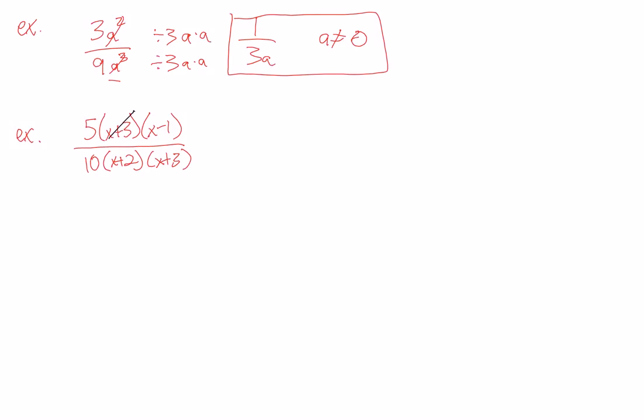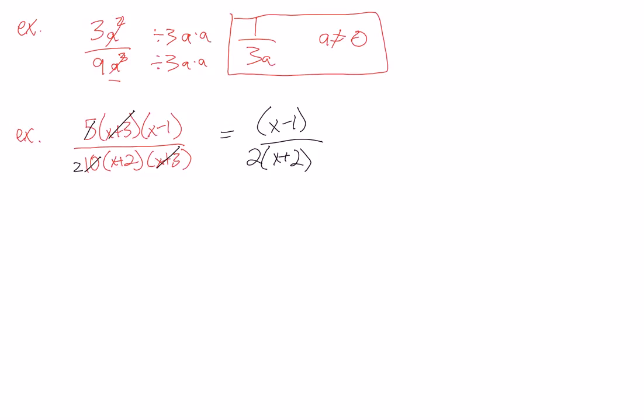You can see we've got an x plus 3, so we have a common x plus 3 top and bottom, that'll cancel. And then we can also divide by a 5, so that would leave us with a 2 on the bottom. So our final answer in this case should be x minus 1 on top, and then we have 2 times x plus 2 on the bottom.